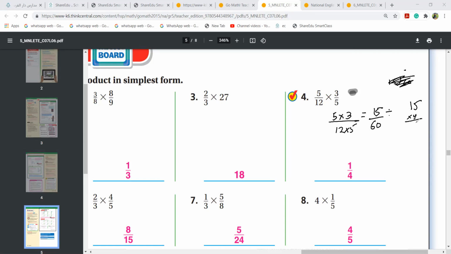15 times 4. Okay, so 15 divided by 15, divided by 15. So I get 1 over 4. If you don't know that it can be divided by 15, you can check with the smaller numbers. You can check with 3. You can do with anything else. I know simplification is very tough for you.